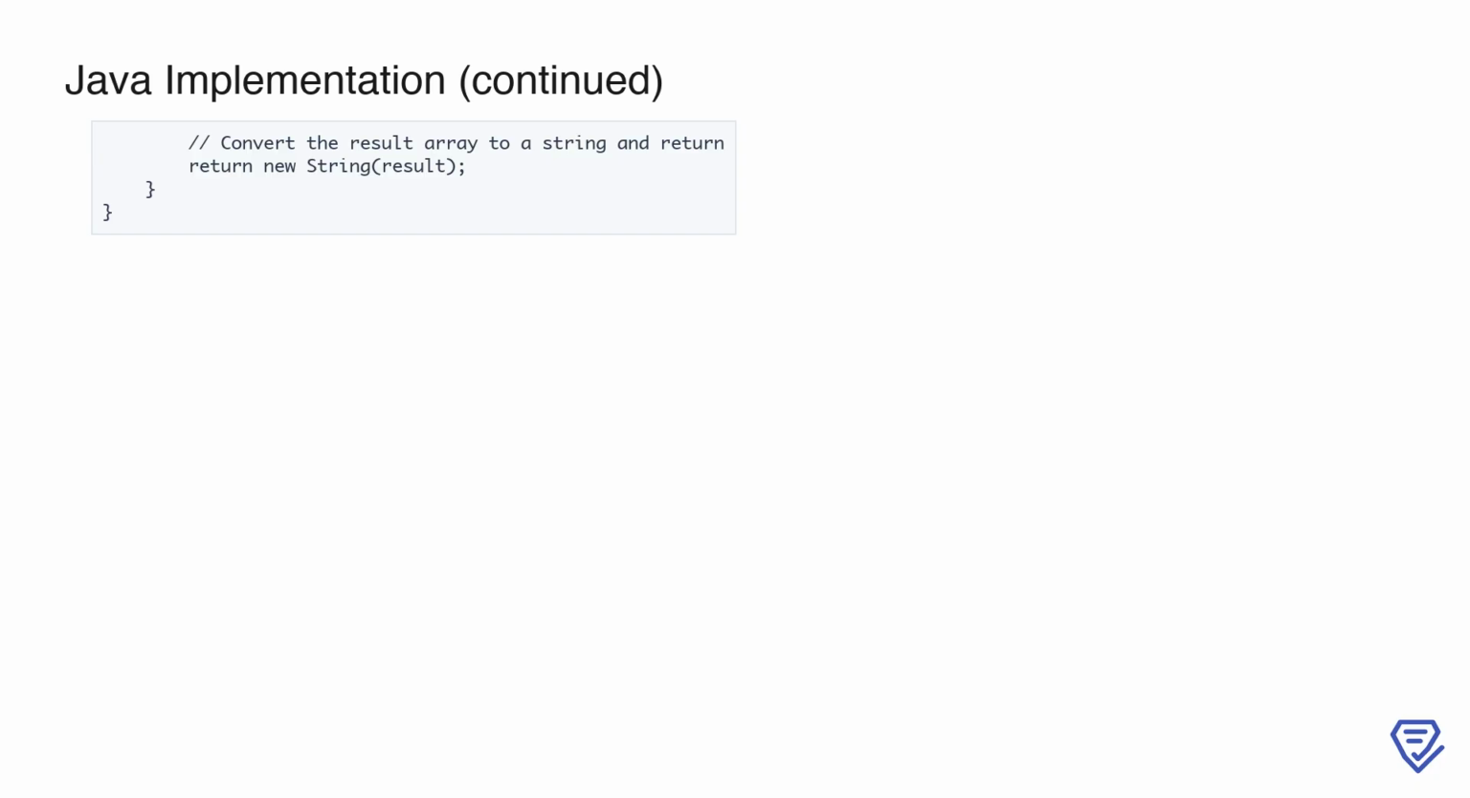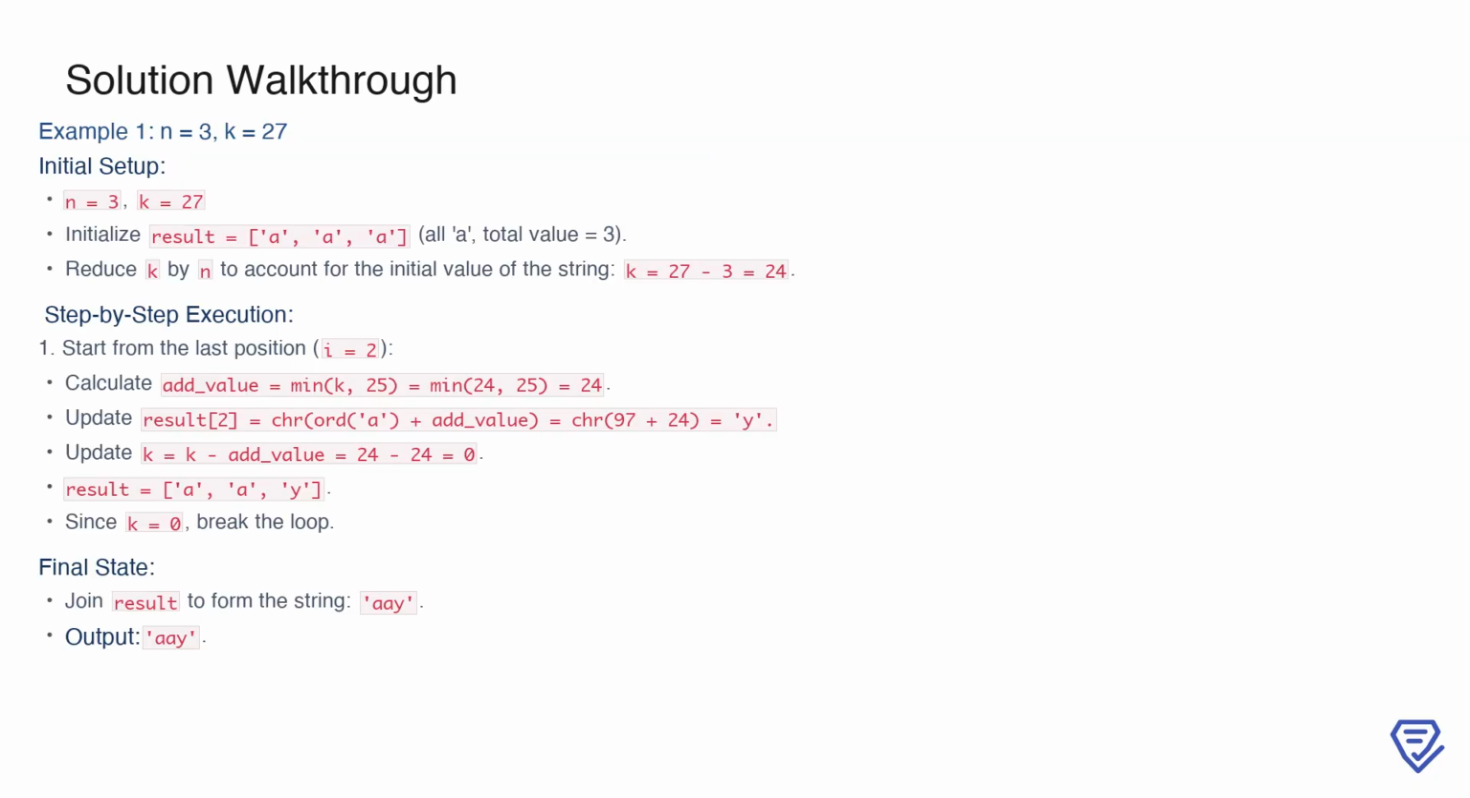To solve the problem for example 1 where n equals 3 and k equals 27, we start by initializing the result string with 3 a's. This setup gives the string an initial numeric value of 3, since each a contributes 1 to the total. To account for this initial value, we subtract n from k, resulting in a new value of k equal to 24. Now, we begin updating the string from the last position, which is index 2. At this position, we calculate the additional value that can be added without exceeding the constraints.